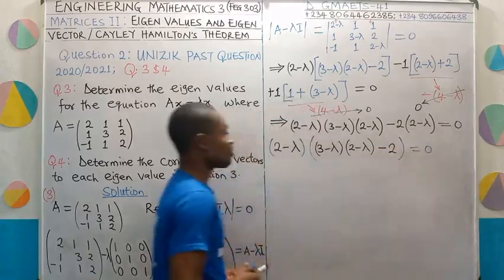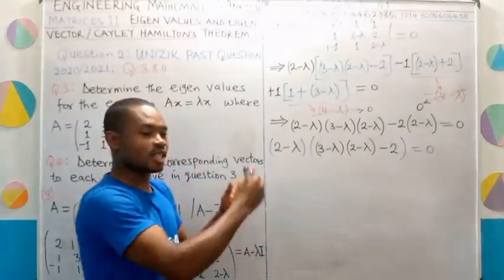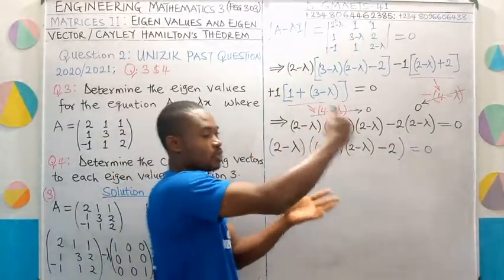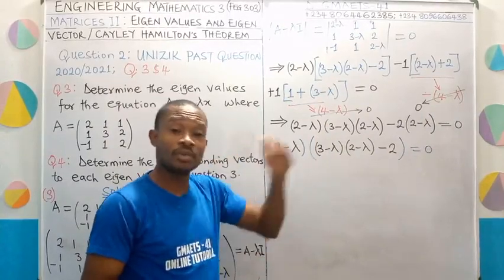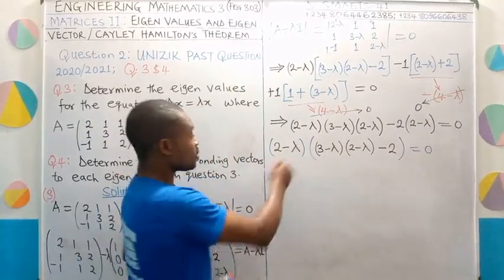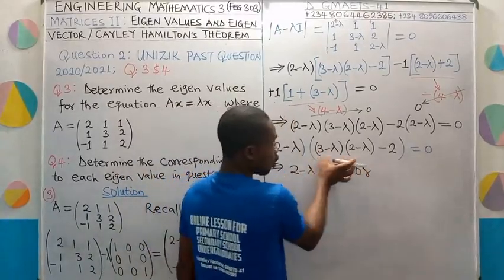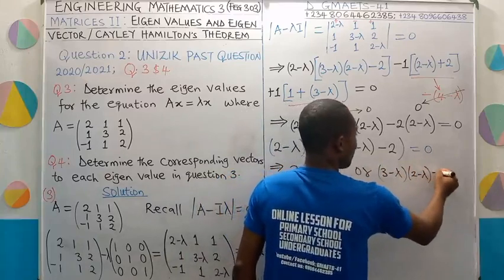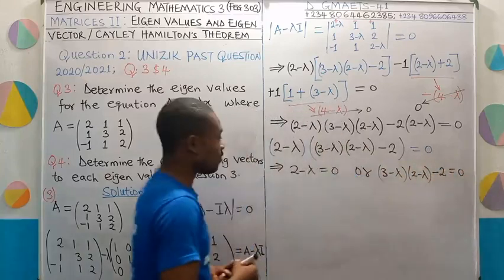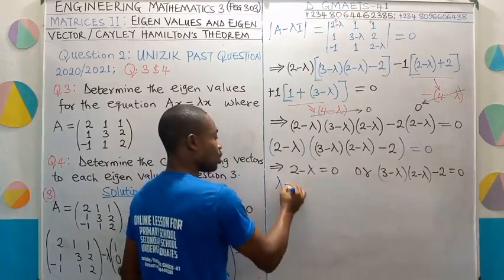And then make it equal to what? 0. We are moving. This becomes something like saying x plus a in brackets times x plus b in brackets equal to 0. If you meet something like that in a quadratic equation, you pick one of them equal to 0, pick the other equal to 0. So this simply means that 2 minus lambda is equal to 0, or this whole term, 3 minus lambda, bracket 2 minus lambda, then minus 2 is equal to 0. We can simplify this at this point. This simply means from here that lambda is equal to 2.